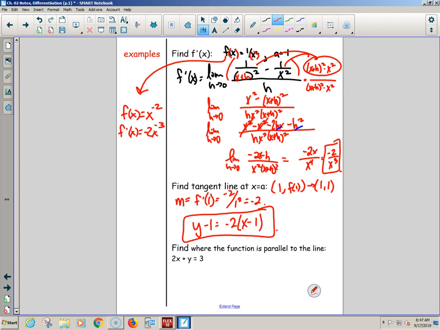Nice thing is, on the AP exam, when you get to the long answers, you don't have to simplify. You can give it to them and be like, you just asked for the answer. You didn't say how nice you wanted it. There, you figured out if it's right.